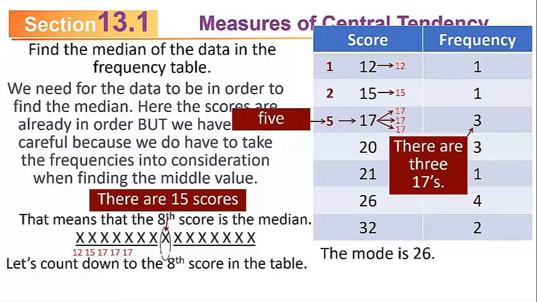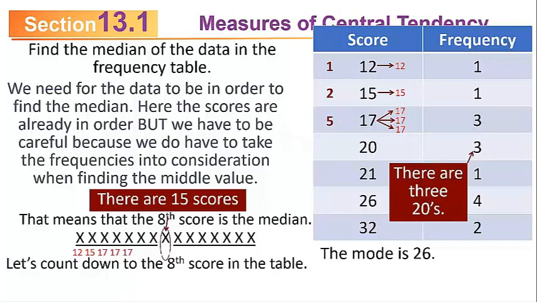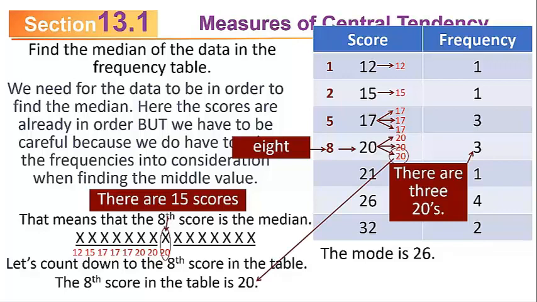Then you keep going. You move down to the 20s. There are 3 of those. You've already counted 5 numbers, so the first 20 is the 6th one. The second 20 is the 7th one. And the third 20 is the 8th one. Well, remember, the median was the 8th one, so the median is 20. You could keep going and list them all, but you only want the median, so once you hit the median, you can stop. See how that works in the table? It does assume, and you've got to be careful, that the numbers actually are in order. If they're not, you've got to put them in order. So here the median is 20.